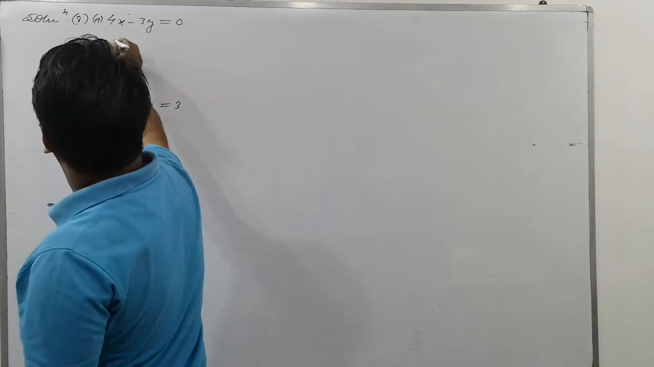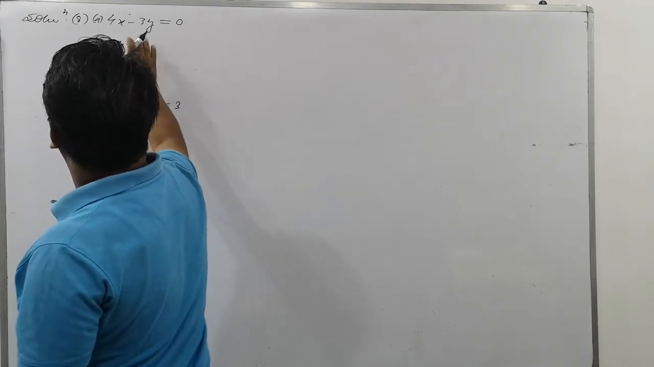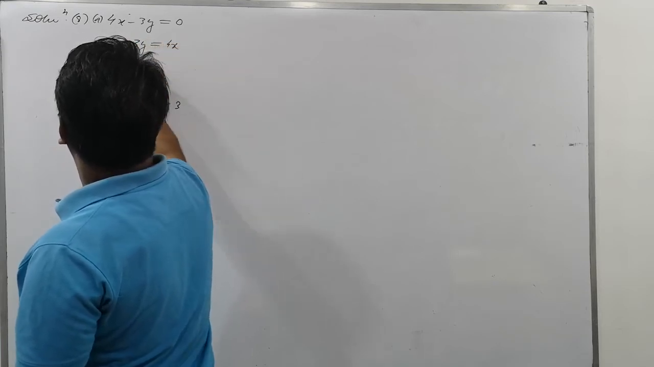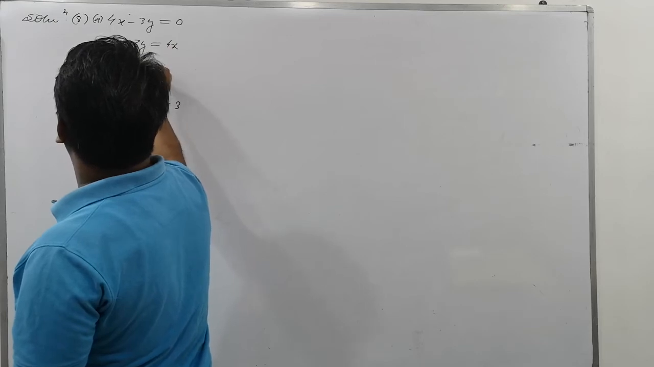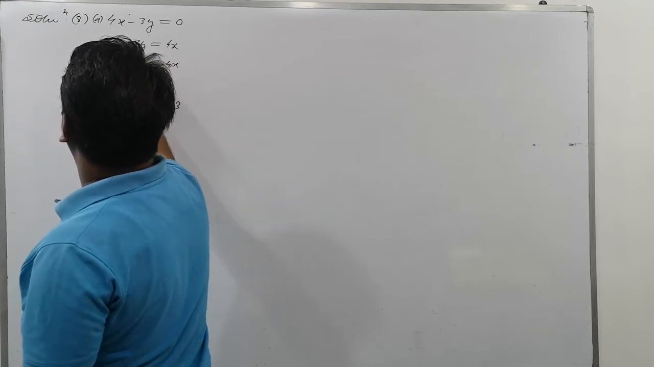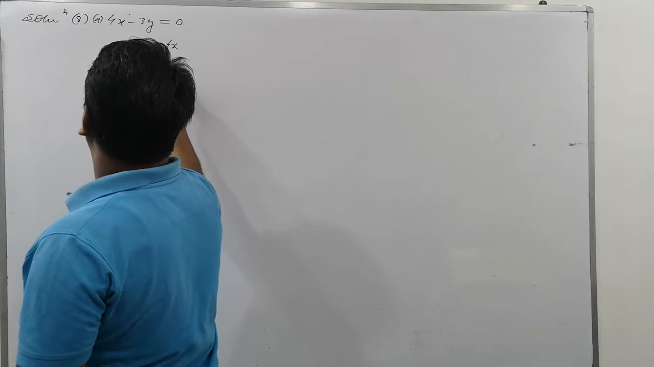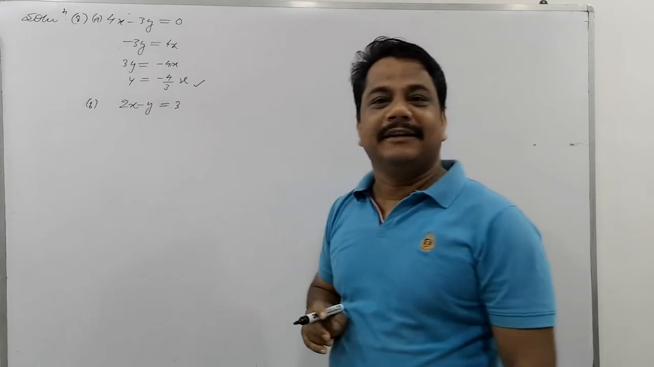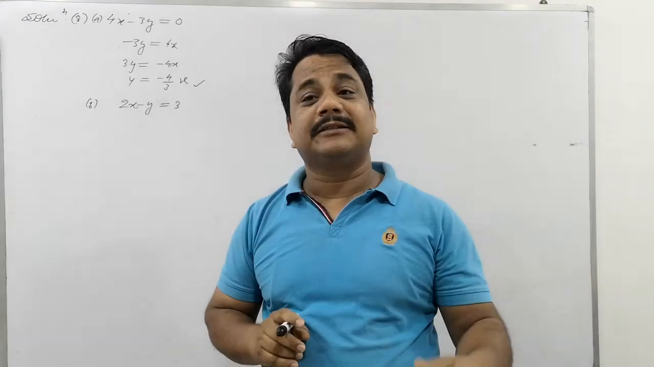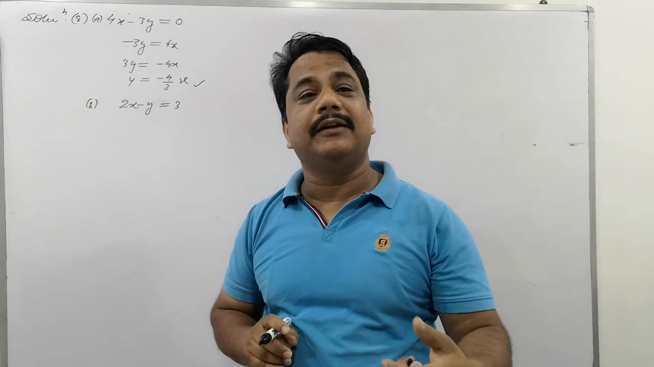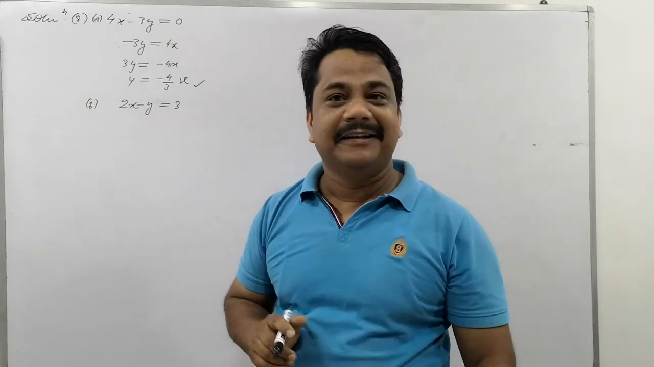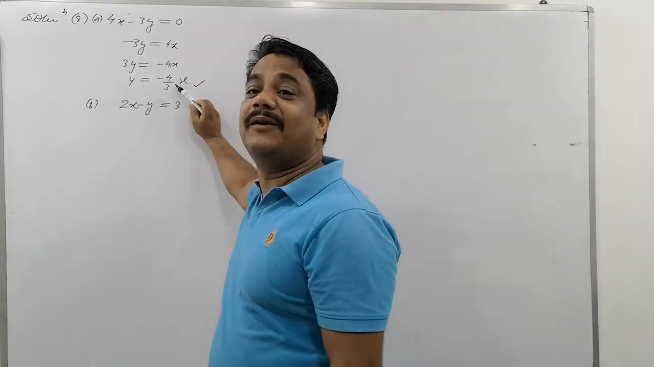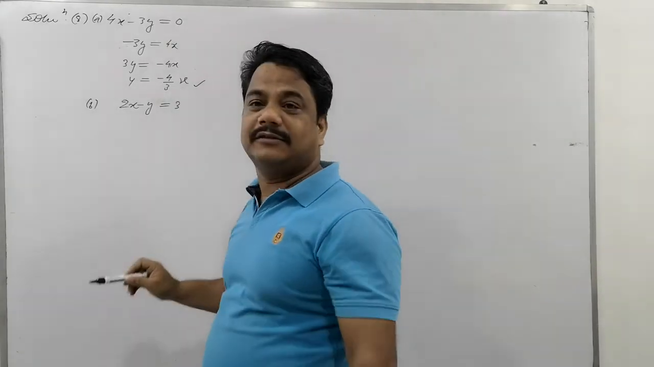One solution means: 4x plus 3y is equal to 0, so 3y is equal to minus 4x. y is equal to minus 4 by 3 into x. In the place of x, you can put 0, 1, 2, 3 also, but it's good to put the value of x as a multiple of 3. Why a multiple of 3? If you put a multiple of 3, then it will cancel and give a whole number.